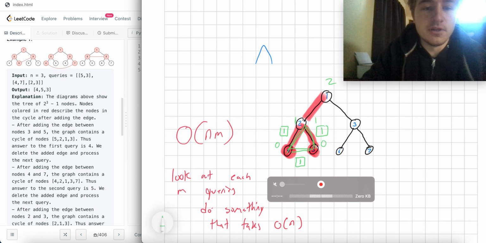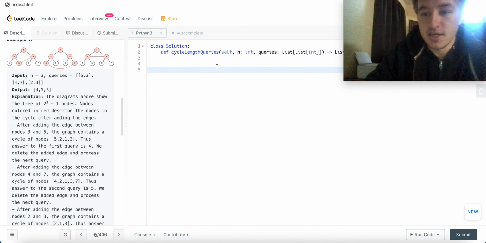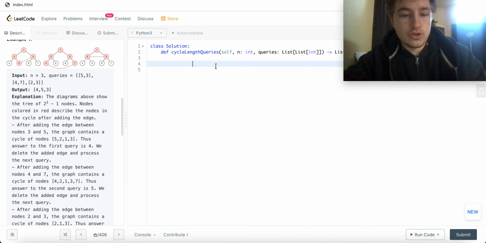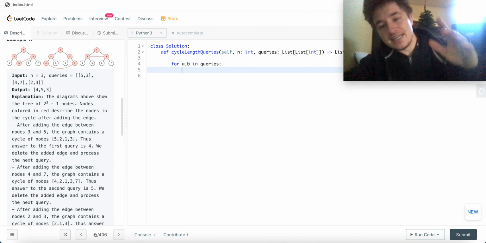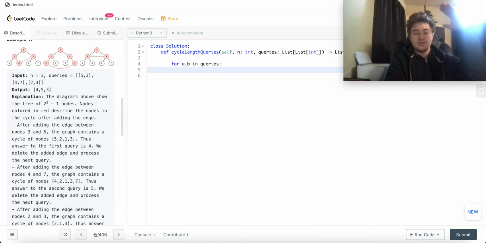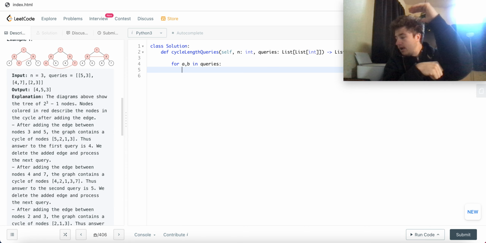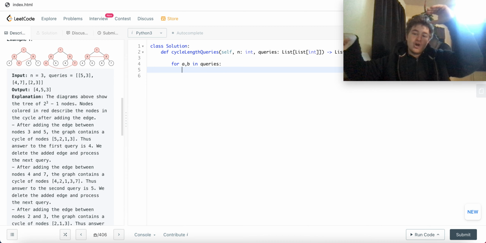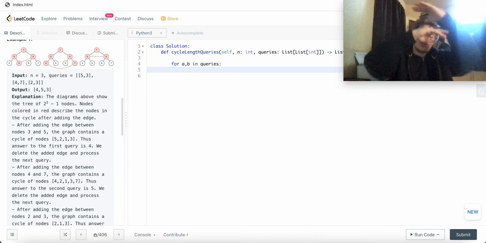Okay, so how are we going to do this efficiently? Let's just go ahead and get right into it because I'm taking a long time to articulate this problem. So we're going to look at each query, right? So we'll say for A, B in queries. For one of the nodes, we'll keep track of how long it takes for it to get to the root, right? So we'll find one path to the root for one of the nodes. That will take n time, right? It'll be proportional to n, right? And then we'll look at the other node and find when it intersects with the first node's path to the root.